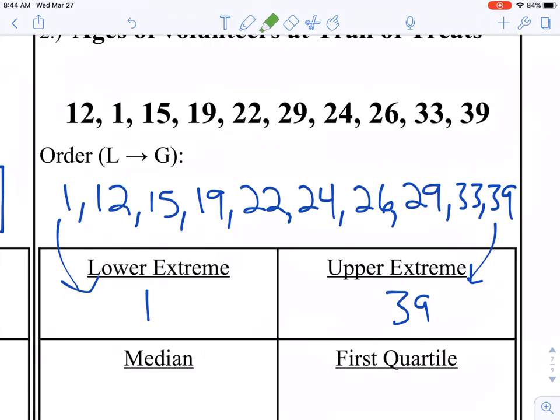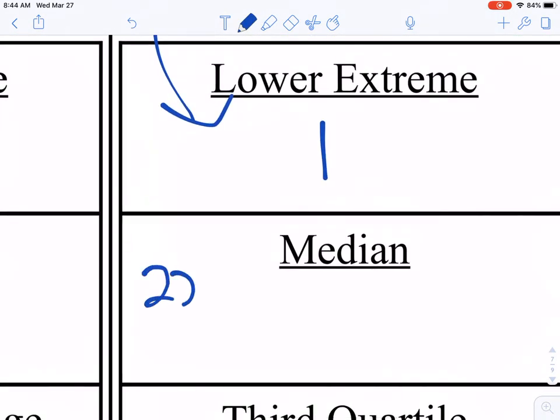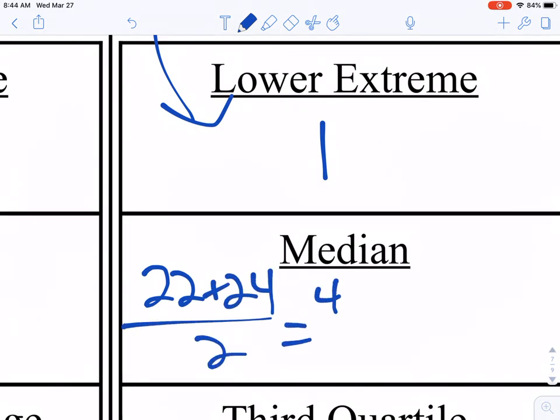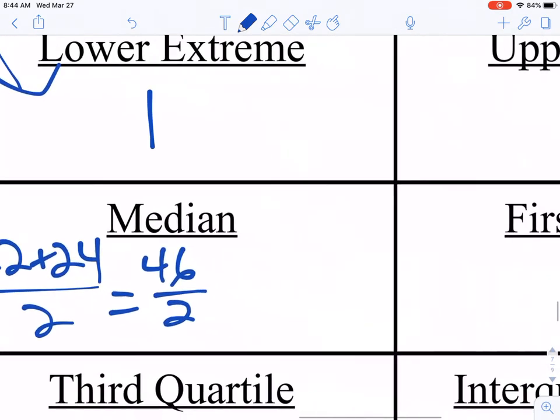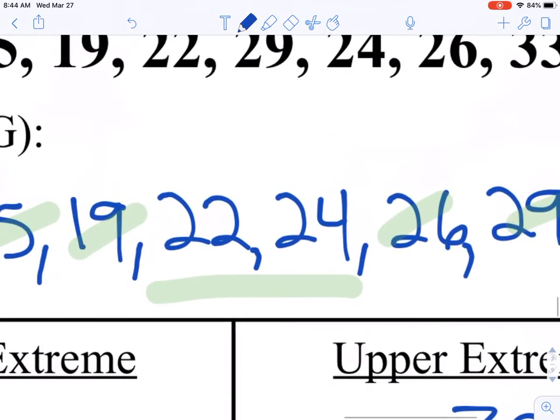Now I'm going to cross out with my highlighter first to get to my median. So cross, cross, all the way until I get to the middle. And then I happen to have 2 in the middle. So this means I have to average them. I'll do 22 plus 24 divided by 2, which is 46 divided by 2, which should get me a median of 23. Now you don't have to do this, but I'm going to go up there and write it in.